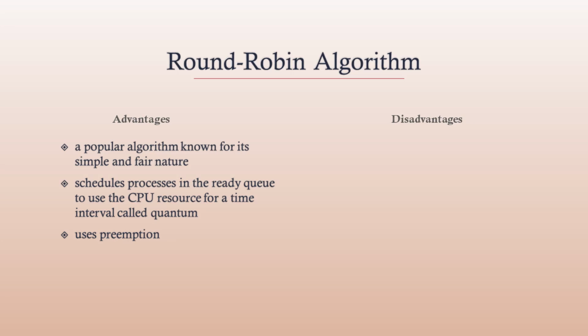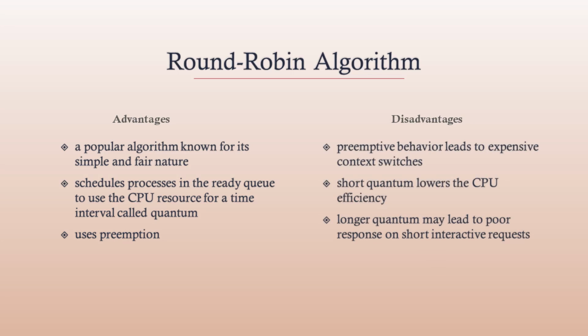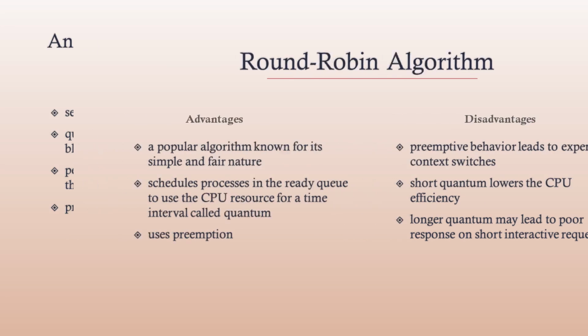When a running process is not yet finished but has used its time interval, the next process in the ready queue will have access to the CPU, and the previous process will be moved back at the end of the list. This preemptive behavior leads to expensive context switches, the time spent on administrative overhead, which is a waste of CPU time. Short quantum lowers the CPU efficiency due to many context switches, but having longer quantum may lead to poor response on short interactive requests. Performing context switching only when it is necessary is an improvement to this algorithm.